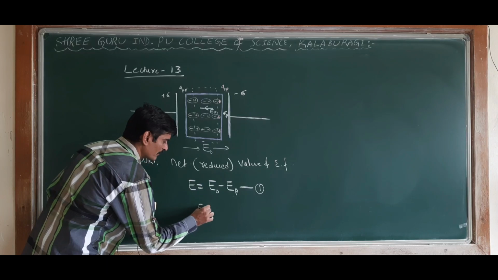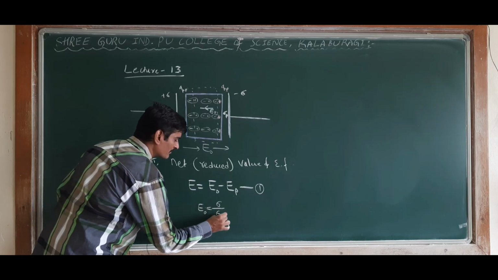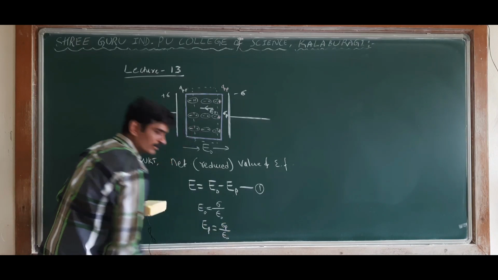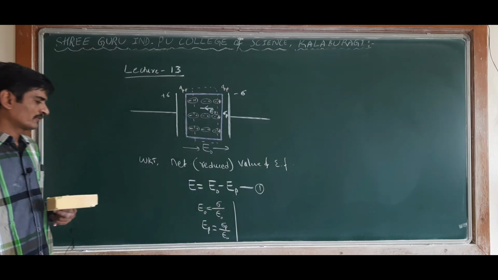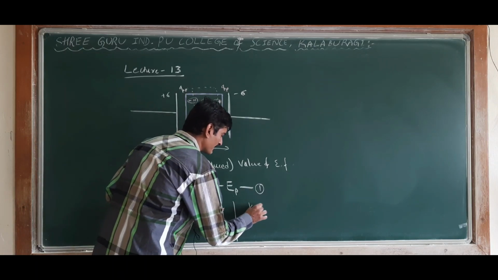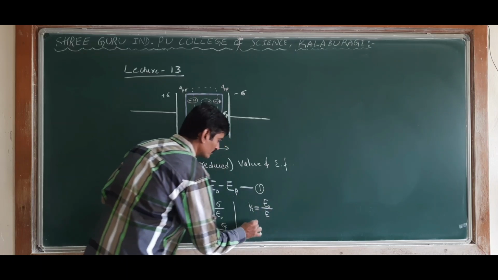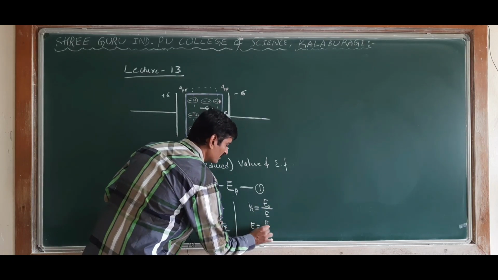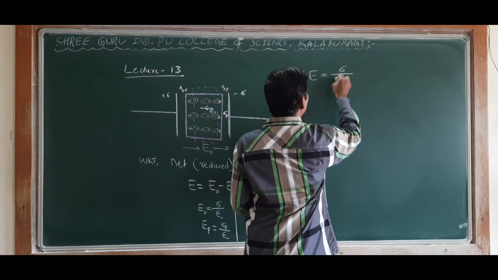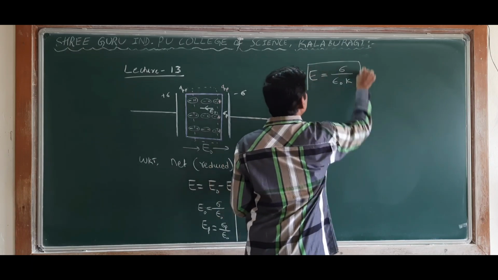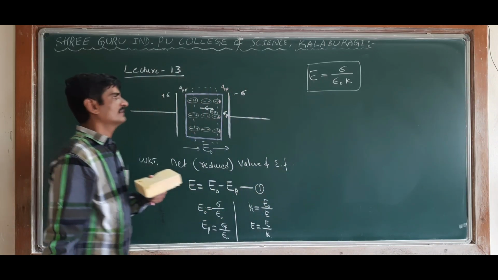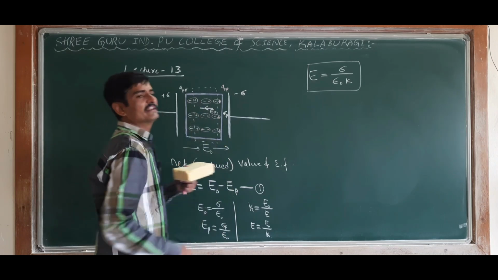Further, we know that E naught is given by sigma divided by epsilon naught, and EP is equal to sigma P divided by epsilon naught. The dielectric constant K is equal to E naught divided by E. So you can write E is equal to E naught divided by K, that is, E is equal to sigma divided by epsilon naught K, where E is the reduced value of the electric field.